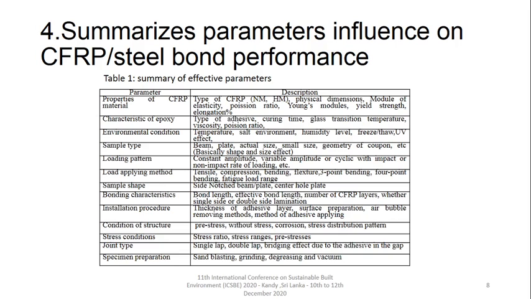Summary of parameters influencing CFRP-steel bond performance. Basically, there are several parameters: properties of CFRP material, characteristics of epoxy, environmental conditions, sample type, loading pattern, load applying methods, sample shape, bonding characteristics, installation procedure, condition of structure, stress conditions, joint type, specimen preparation, etc. However, here we only focus on environmental conditions. Examples: temperature variation, salt environment, humidity level, freeze-thaw condition, UV effects, etc.